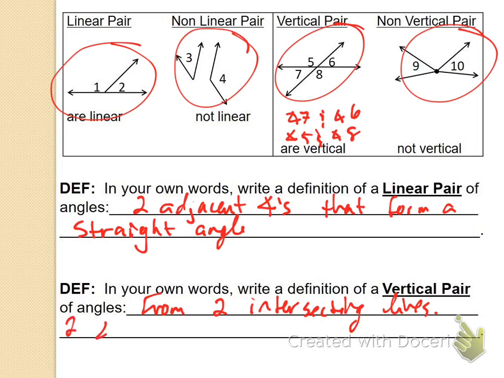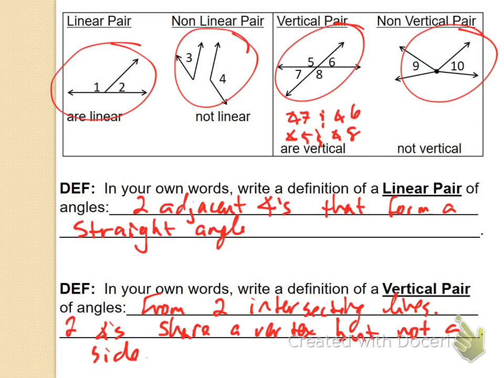There are two angles that share a vertex. But if you also look again, they do not share a side. If you trace 7 and 6, they do not share a side. Right? So they share a vertex, but not a side. Okay? And they're formed by two intersecting lines.